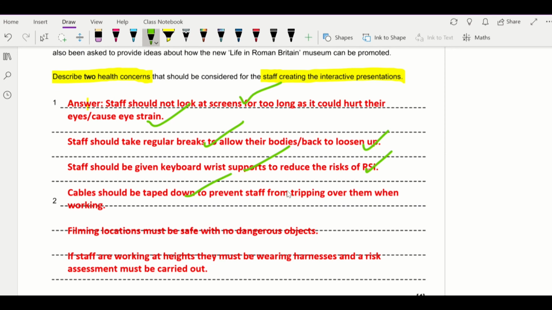Cables should be taped down to prevent staff from tripping over them. Filming locations must be safe with no dangerous objects. If staff are working at heights, they must wear harnesses, or a risk assessment should be carried out. So as you can see, once again, you make your point, you follow it up. 1 mark for the point, 1 mark for the explanation.